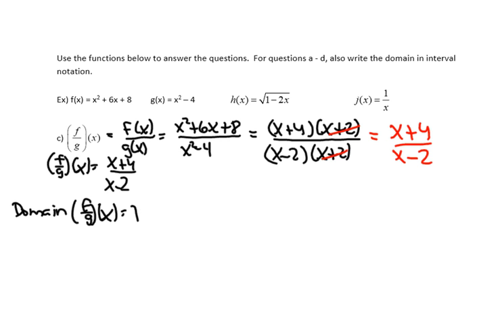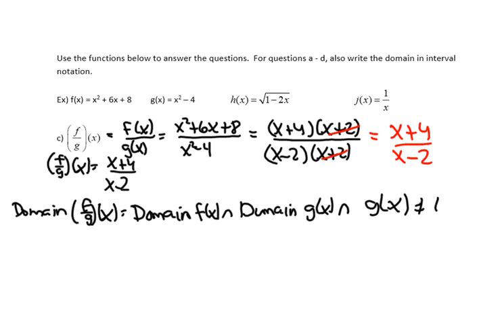So it's going to be the domain of f of x, intersecting the domain of g of x, where g of x cannot equal 0. Now again, we know the domain of f and g of x is negative infinity to positive infinity.